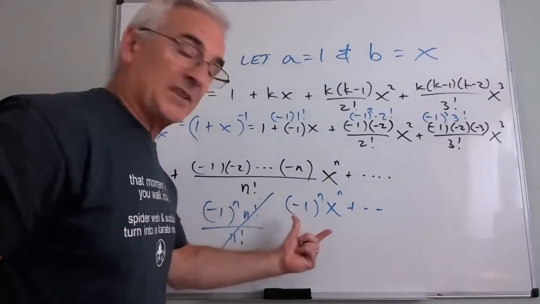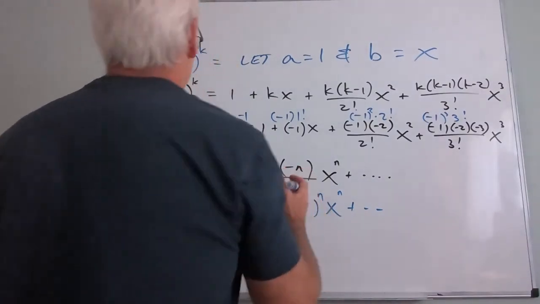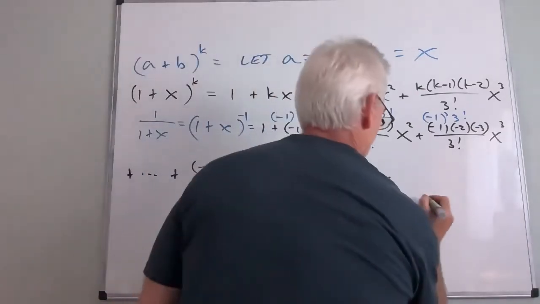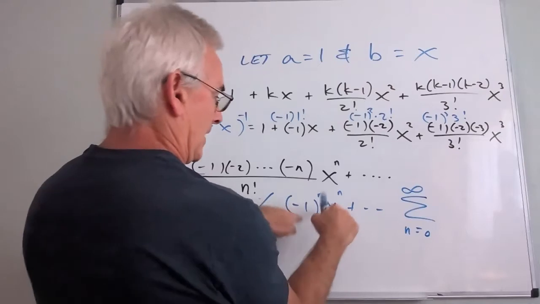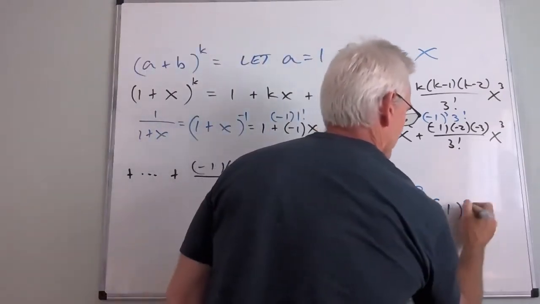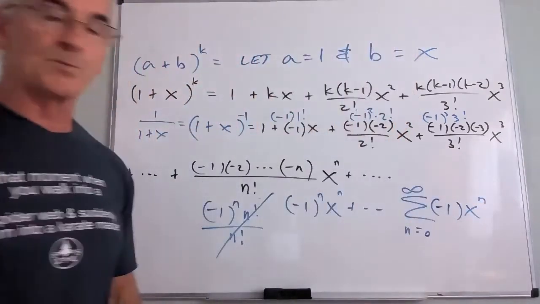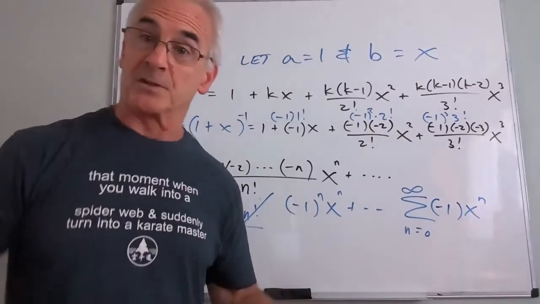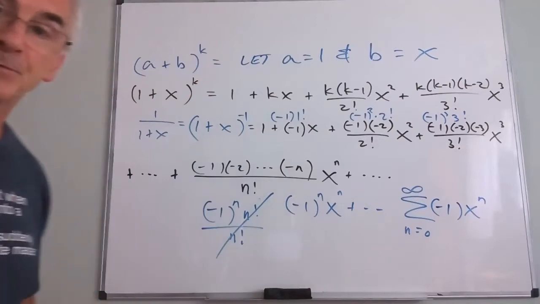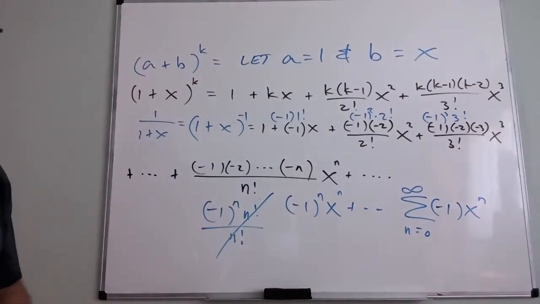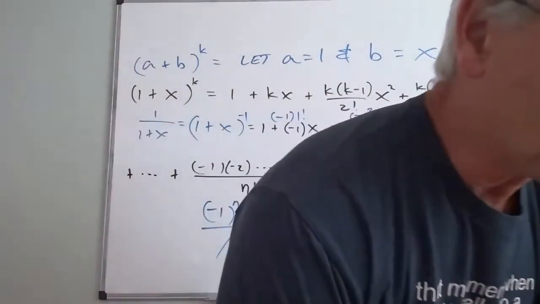Once I figure out what the nth term is, I can now say the answer is the power series from n equals 0 to infinity of this. Which, by the way, wasn't that the result we got just a moment ago when we looked at it as a geometric series? Yeah, that was exactly the result we got. So that should seem totally cool to you.